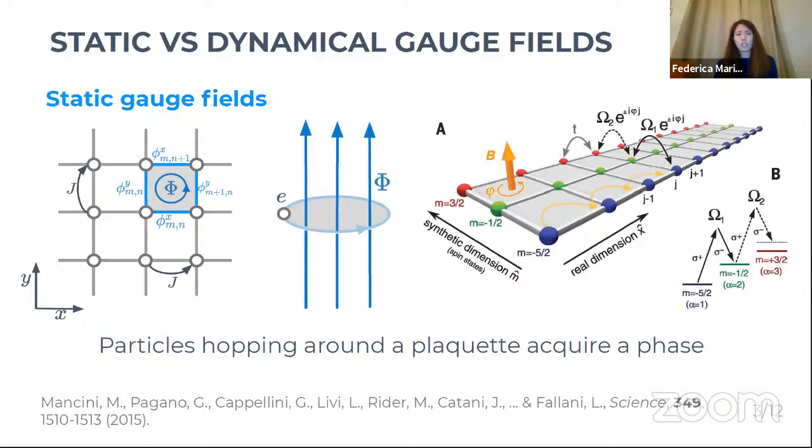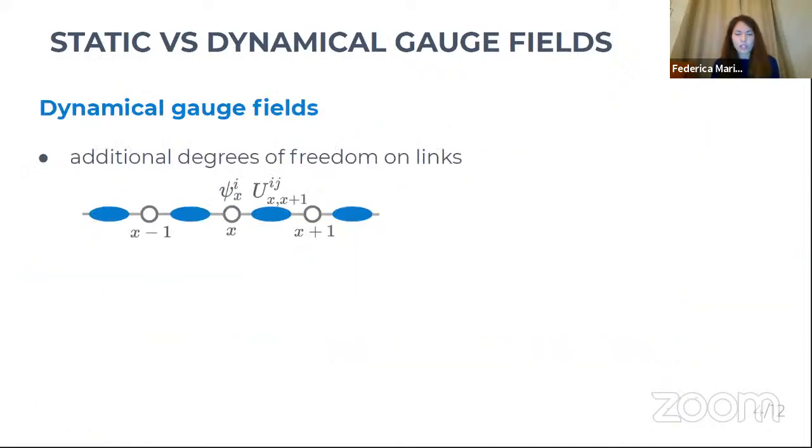This kind of gauge fields are static gauge fields that have been implemented in various experiments. Here is, for example, one that was done at LENS in Florence. These gauge fields, however, are experimental parameters that you control externally, while the ones that we are interested in are dynamical gauge fields, which means that they are additional degrees of freedom, so quantum mechanical degrees of freedom, with their own Hilbert space, and they reside on the links of the lattice.